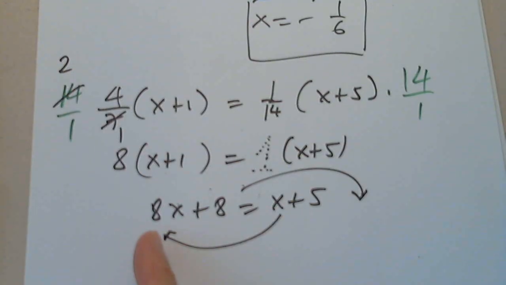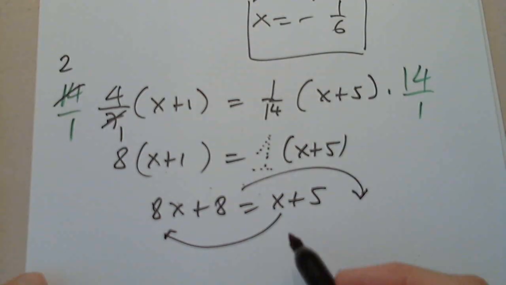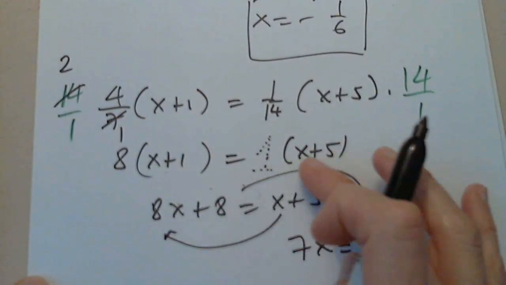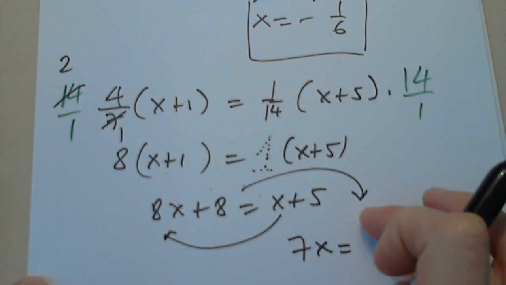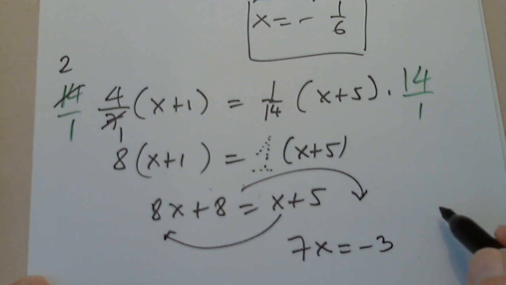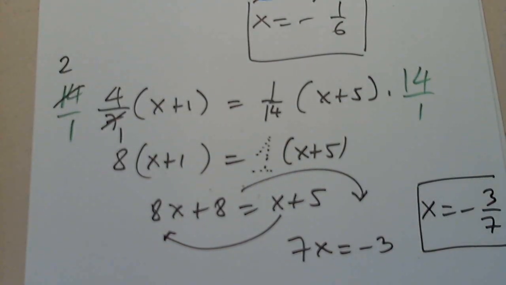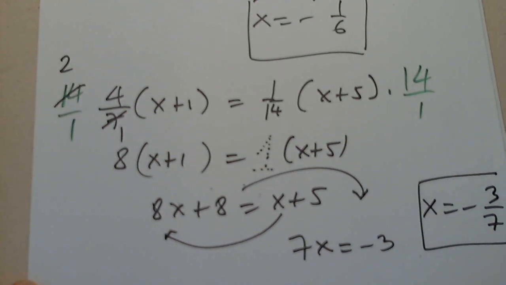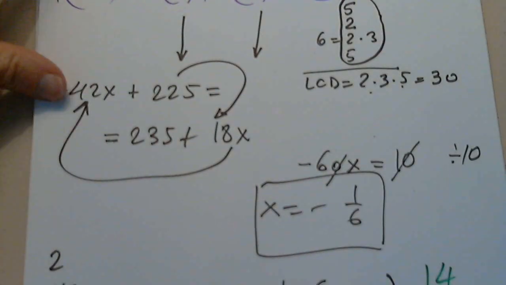The left-hand side is 7x, very good. And the right-hand side is 5 minus 8, which is -3. Very good. So x equals -3/7. Again, another conditional equation. Good. Thank you. Very good.